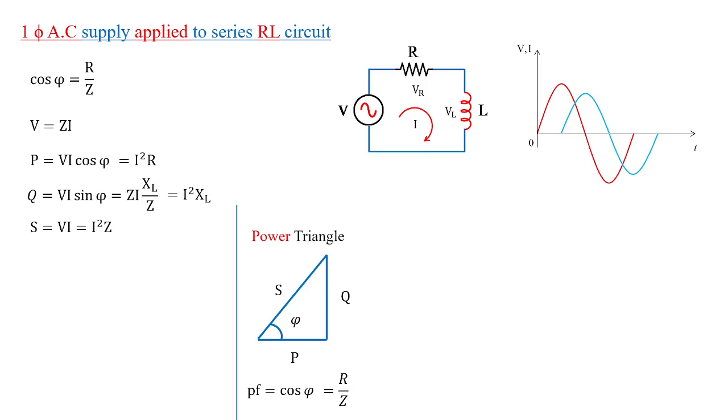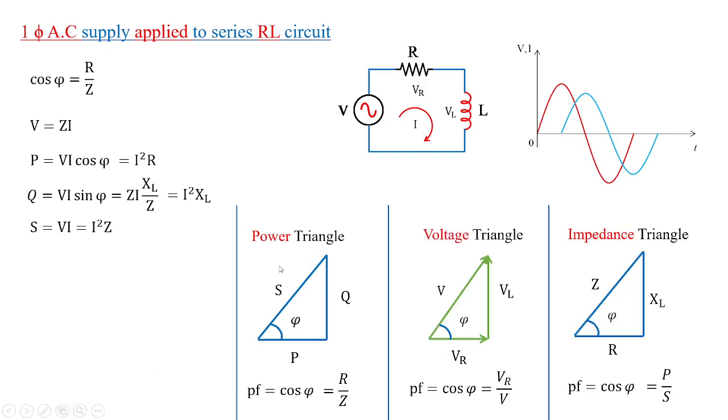reactive power and apparent power with the help of power triangle or voltage triangle or impedance triangle given by the power factor formula, which is shown by these three triangles. So this is true for RL circuit.